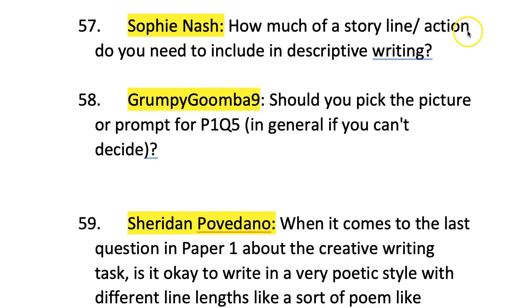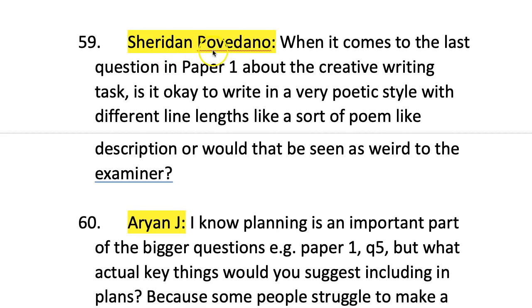Grumpy Goomba 9. Should you pick the picture or prompt for paper 1 question 5 in general if you can't decide? Well, if you can't decide, it's obviously easier to go for the picture because that's got more ideas presenting themselves to you. And so that will be the one that you can probably write about best. That's my guess.